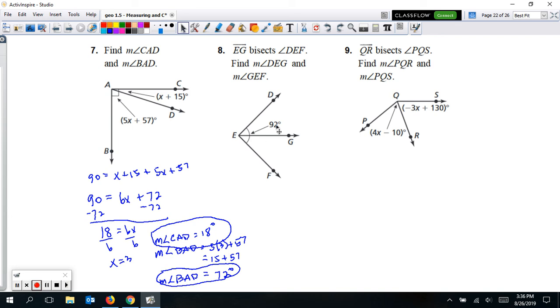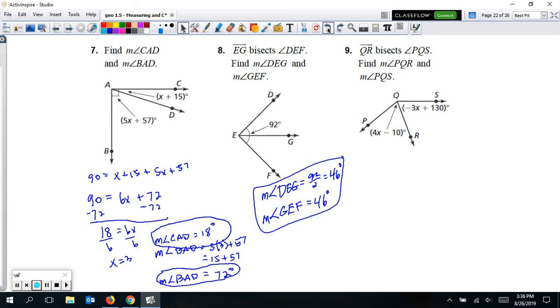Basically, you just got to cut 92 in half. That's all you got to do. So the measure of the angle DEG, the top one, you can just say 92 divided by 2, which is 46 degrees. And so that's the measure of the top one. And since they're the same thing, they're congruent. The measure of the bottom one's exactly the same. So the measure of angle GEF is also 46 degrees. So there's our answer for number 8.